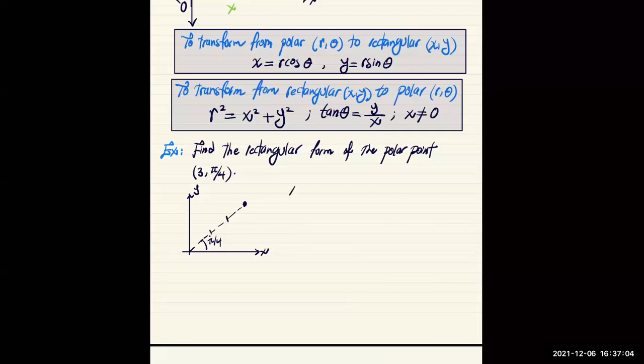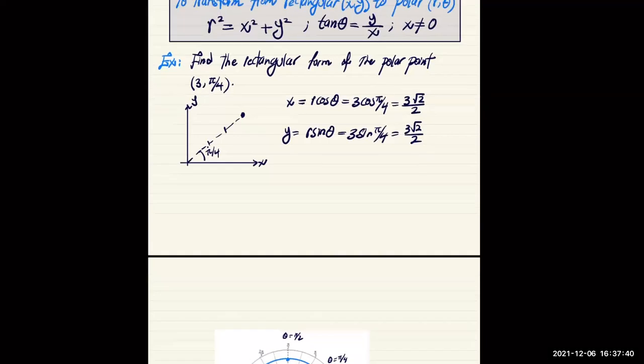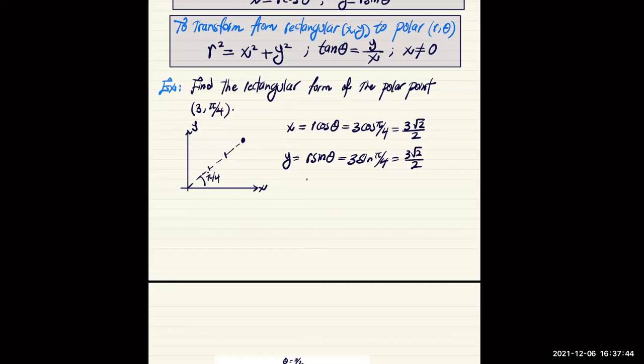All right, so very easy. Here x is r times cosine of theta, which is 3 times cosine of pi over 4. That gives you 3 root 2 over 2. And y is the same thing: r sine theta, 3 sine of pi over 4, which is also 3 root 2 over 2. So the rectangular form of 3, 3 pi over 4 is 3 root 2 over 2, 3 root 2 over 2. That is the location of that point.